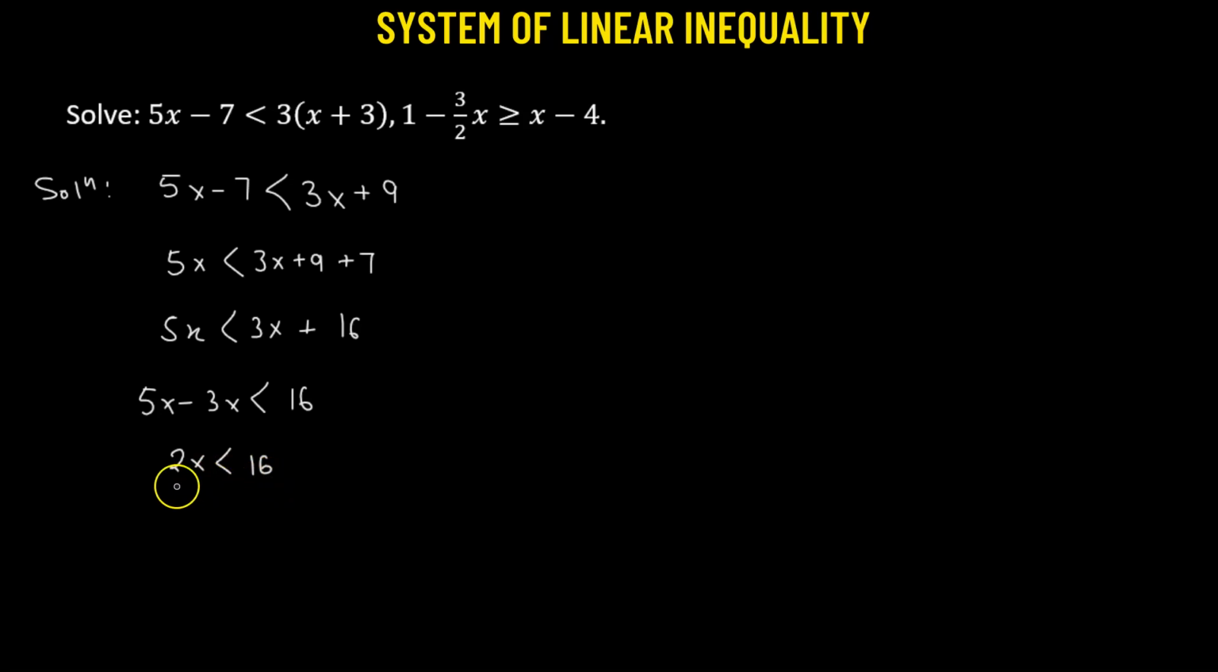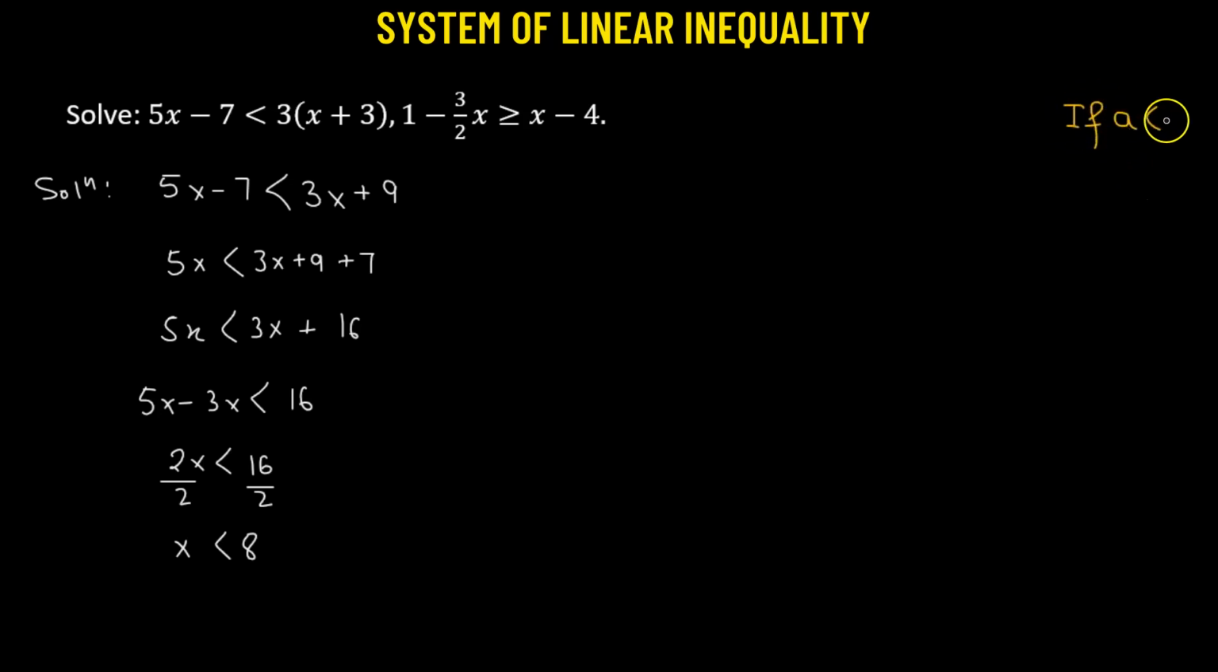Now we'll divide both sides by a positive 2. That means if we divide both sides by positive 2, we'll get x less than 8. So here, since we have divided by a positive number 2, the sign of the inequality does not change. Let me state the fact here, a property of inequality.